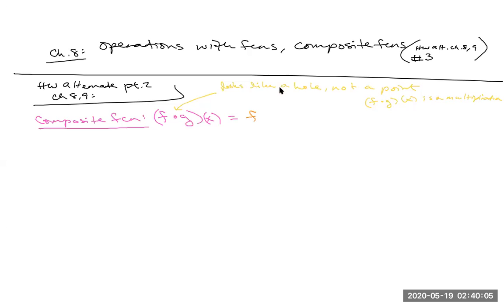f of g of x. Seems really weird right now, but once you see it, it's not so bad. So let me put this in words on the left side. f composite g of x is equal to f of g of x.